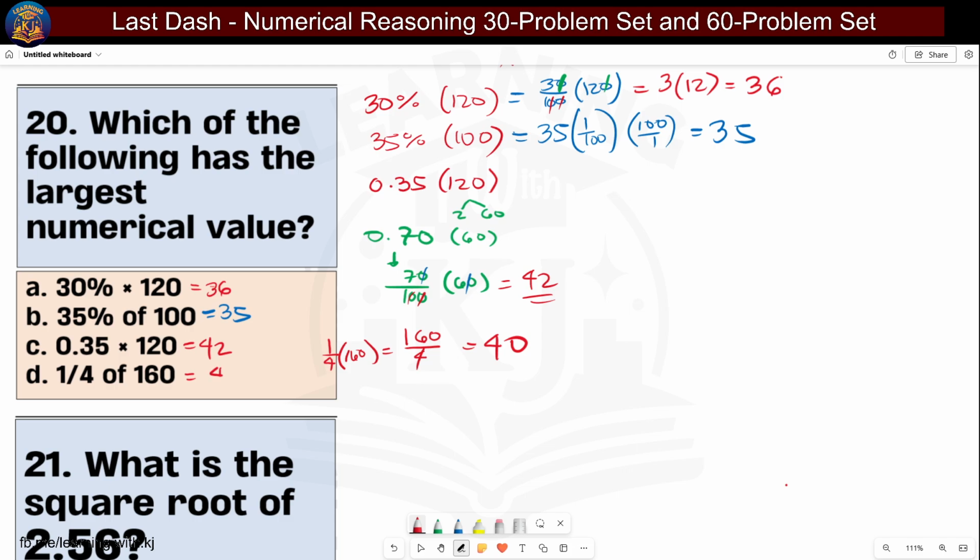Now, the highest value here out of all of them is letter C. Again, the highest value is yung letter C natin. I guess that's it for this one. Let's proceed to the next one.